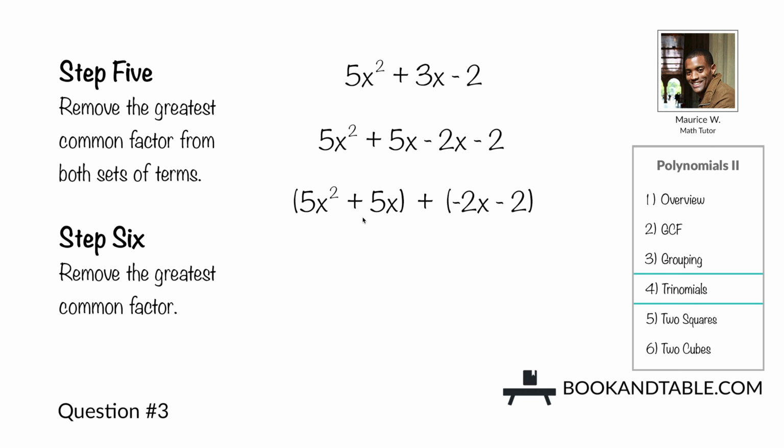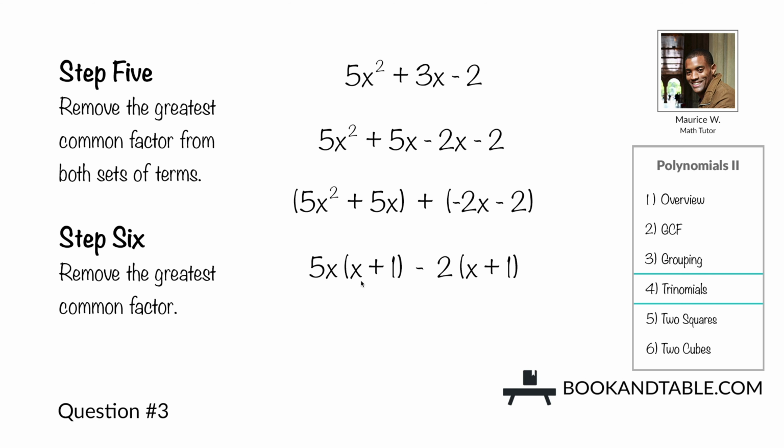In this first set of terms, the common factor that can be removed is 5x, leaving the second factor of this set of terms to be 5x squared divided by 5x would be 5 divided by 5, which is 1. X squared divided by x is x. 5x divided by 5x is positive 1. And now the second set of terms, we have a common factor of negative 2 that can be removed. So the second factor is equivalent to negative 2x divided by negative 2, which would just be x. And negative 2 divided by negative 2 is positive 1.